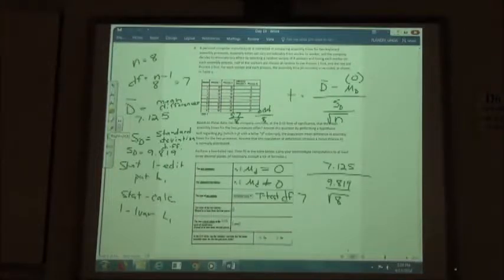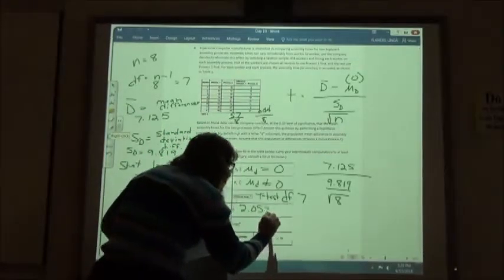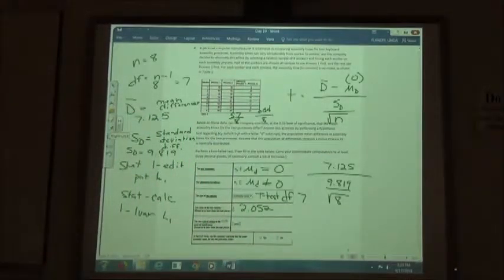And again, when you figure out that answer, you're going to round to 3 decimal places. 2.052 is what you should be coming up with. So that's the value of our test statistic.